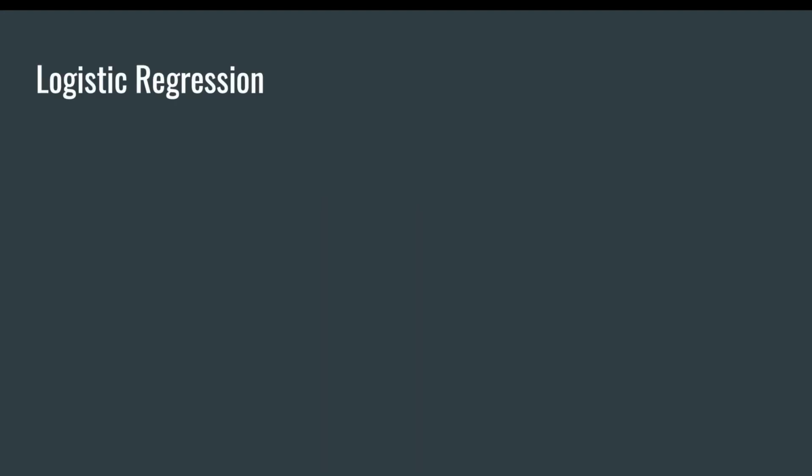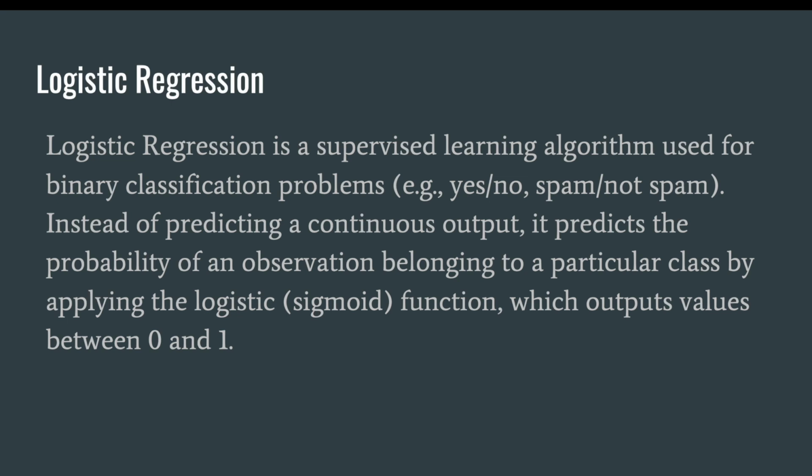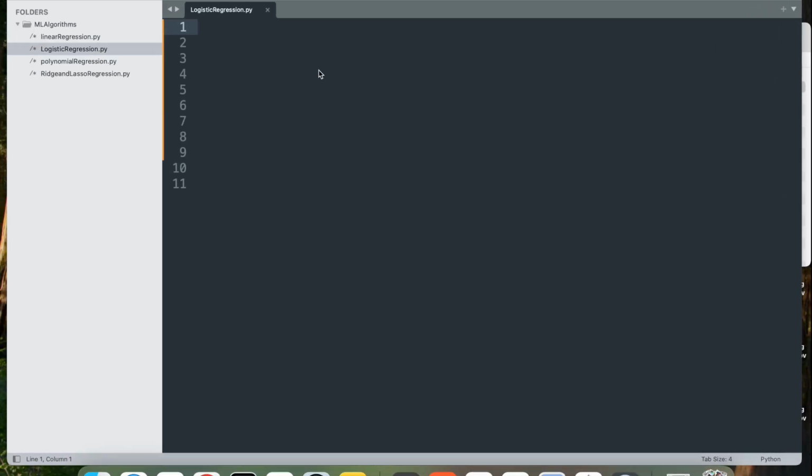Logistic regression. Logistic regression is a supervised learning algorithm used for binary classification problems. Example: yes, no, spam or not spam. Instead of predicting a continuous output, it predicts the probability of an observation belonging to a particular class by applying the logistic function, which is the sigmoid function, which outputs values between 0 and 1. So let's go ahead and write code for this.